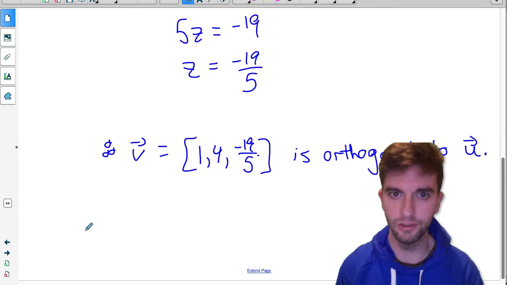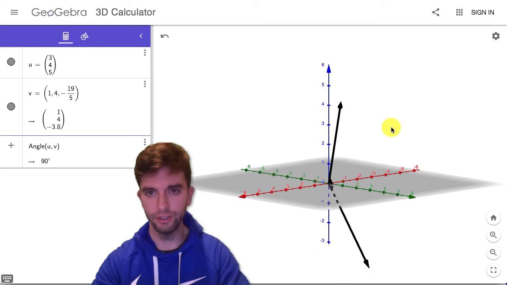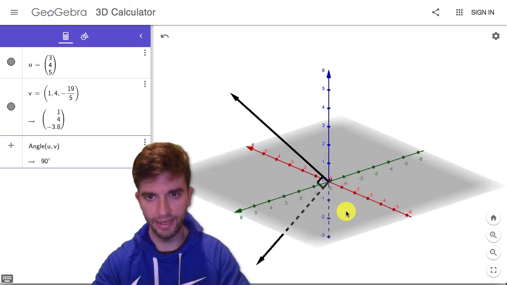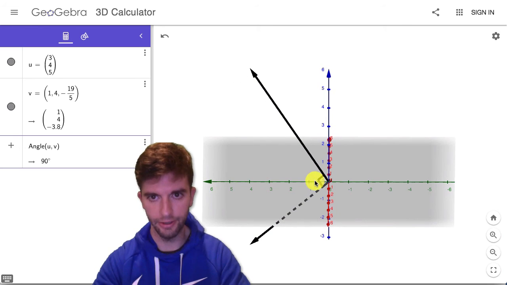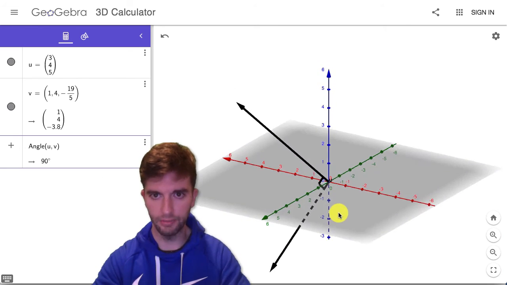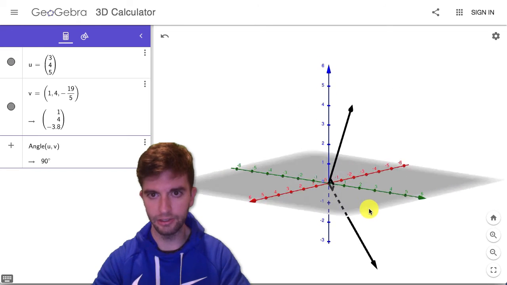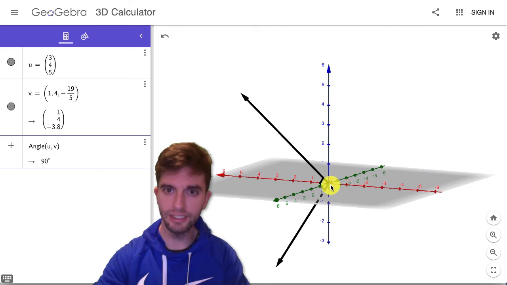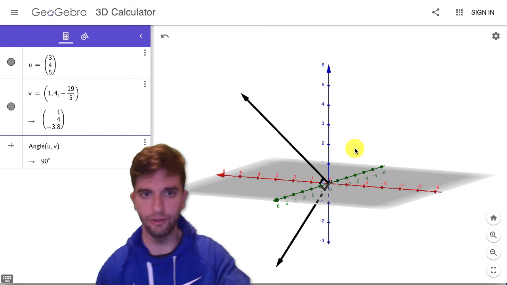Let me prove that to you in GeoGebra as well. Here in GeoGebra I have vector u and vector v drawn, and notice that the angle between them is indicated right here with this 90-degree angle symbol. So the angle between those two vectors is in fact 90 degrees. And there's an infinite number of vectors that are perpendicular to vector u. We just found one possible vector that's perpendicular to it.